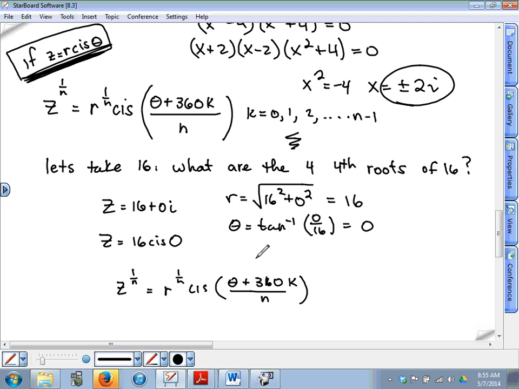Here's what I mean by that. It's not as confusing as you think. In this case, if we're taking the 4 fourth roots, then what does n equal? 4. Okay, so we need to use n minus 1 k values. What is n minus 1 then? 3. So we stop at k equals 3. We do k equals 0, k equals 1, k equals 2, k equals 3. That's where we stop. Okay? Because if we do those, then that's 4 k values.